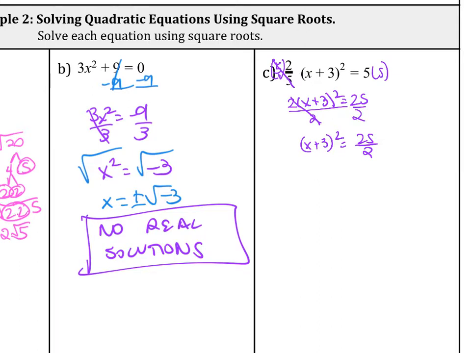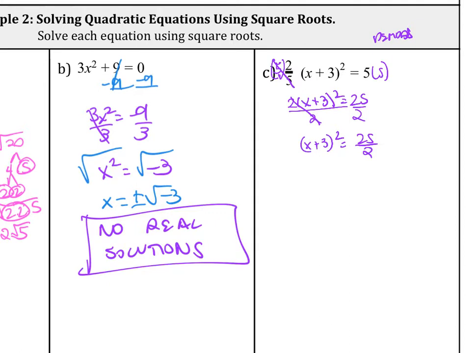You want to make sure that you don't distribute the 2/5 inside. You can't, because remember PEMDAS. You're actually supposed to just do the exponent first, and please don't do that, because that's going to make this a lot longer than it needs to be. We're solving by square roots. So isolate the squared value.